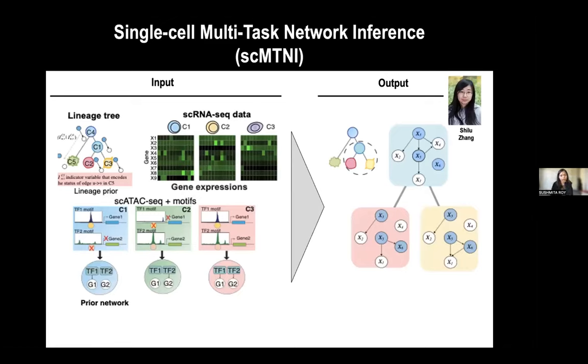And so to overcome that, we've developed a method called SCMTNI. Here again, you'll see this flavor of multitask learning, where we are taking single cell RNA-seq, but here the tasks are different cell clusters, and we have single cell RNA-seq matrices for each of these cell clusters. And if you have accessibility data, then you can add that, and the output of this method is, for each cell cluster, a gene regulatory network.